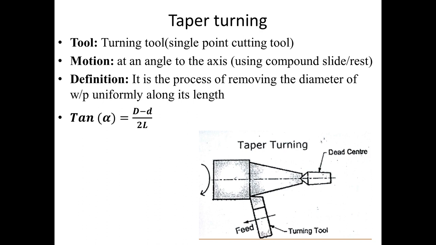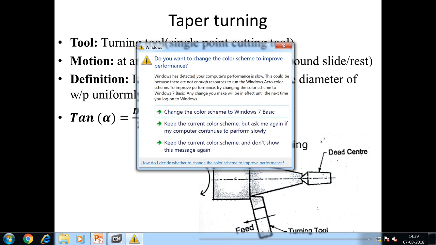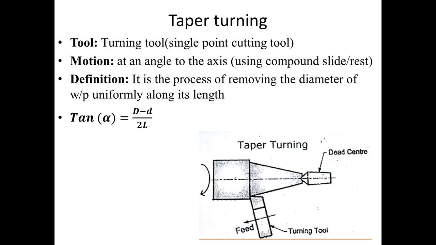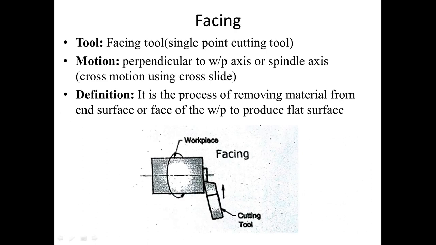We use a compound rest here. Then at what angle we need to rotate the compound rest, that can be found by using this formula. Tan alpha is equal to (D minus d) upon 2L, whereas capital D is, let's say, 40 mm, small d is, let's say, 30 mm, and L is the length of workpiece. So from highest diameter to the lowest diameter across the length, we can have this angle alpha. With this angle, we have to rotate the compound rest.